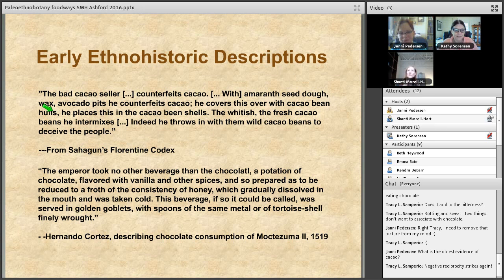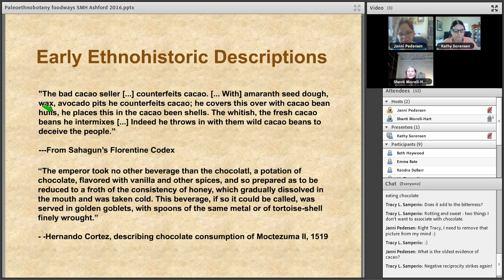So we've got all this counterfeiting of cacao beans, and throwing in of wild cacao beans that don't taste very good. So these are all ways of bulking up the cacao stores. So we've got Sahagún complaining about this in the marketplace. Some of these Aztec vendors are going about it the wrong way.